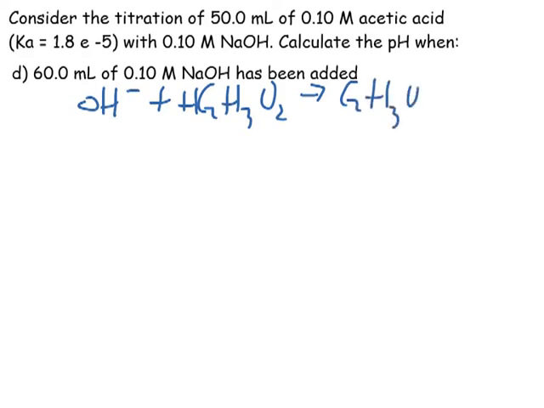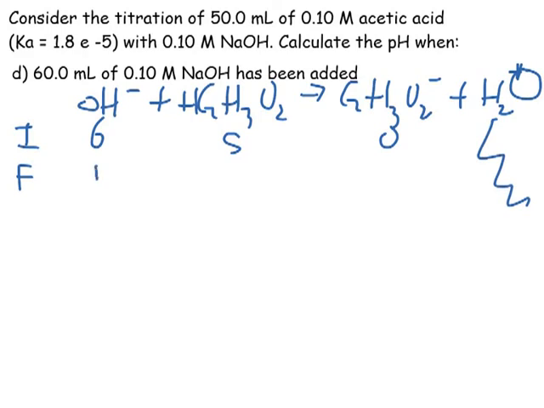Okay, so how do we do this? Now we have 6 millimoles of hydroxide ion, and we have 5 millimoles of acetic acid, and this is going to be 0. And this is going to be 0. Why did I put H plus? I meant H2O. And this stuff doesn't matter. So this is going to end up being 1, this is going to be 0, and this is going to end up being 5. So now we know that we have 1 millimole of hydroxide, 0 millimoles of acetic acid, and 5 millimoles of acetate.